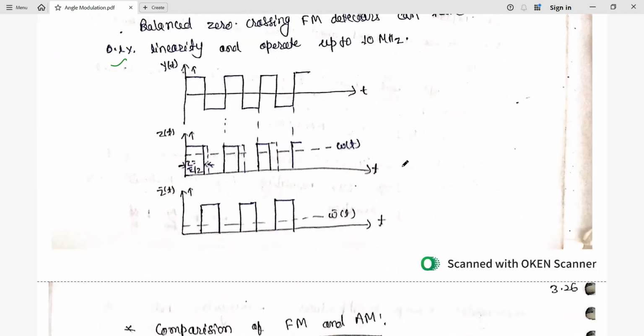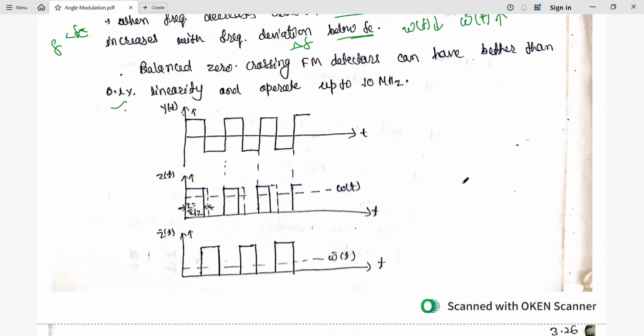So finally, binary zero crossing FM detectors can have better than 0.1% linearity and can operate up to 10 megahertz. Now in this part, you see this is the rectangular wave, which is the output of the hard limiter. And finally, here is the integrator output Z(t) and here Z bar(t). Here omega(t) goes towards the higher value and here omega bar(t) comes down. As one decreases, the other increases. And the duration of this pulse is Tc by 2. So this is the output of the monostable multivibrator followed by the integrator.